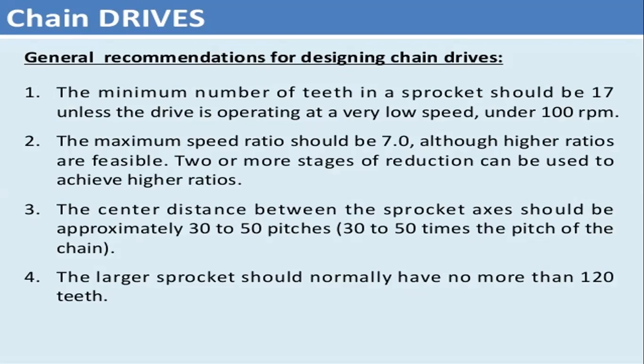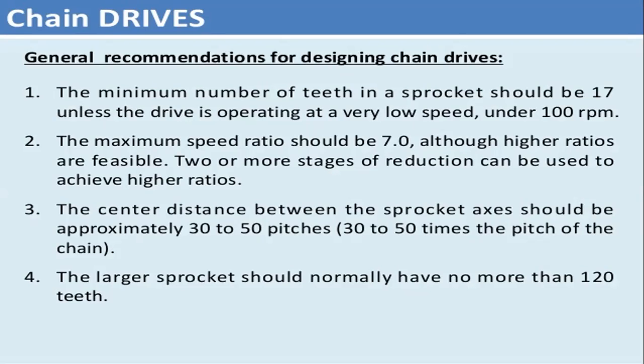Then the maximum speed ratio should be 7.0. Although higher ratios are feasible, two or more stages of reduction can be used to achieve higher ratios. And the center distance between the sprocket axes should be approximately 30 to 50 pitches.